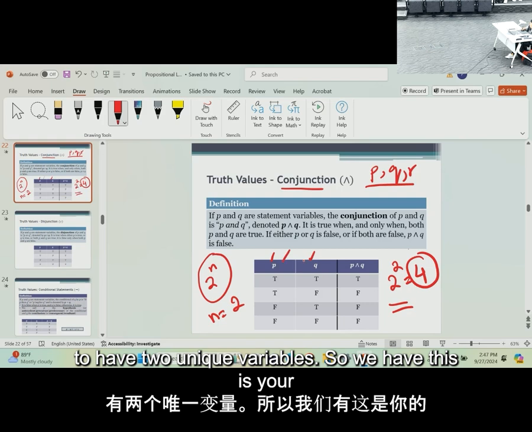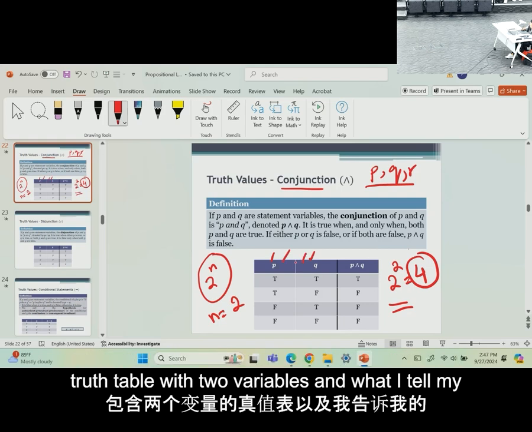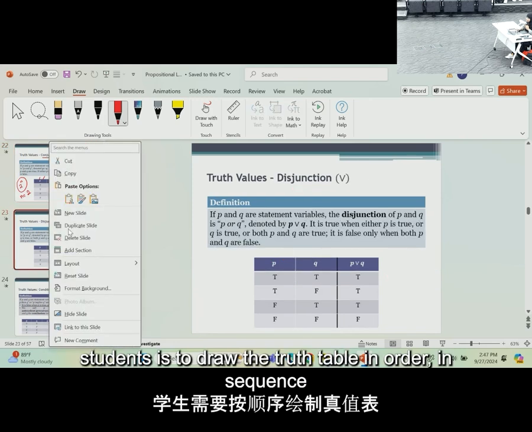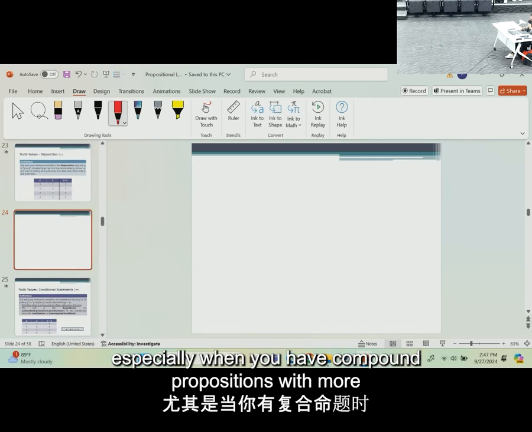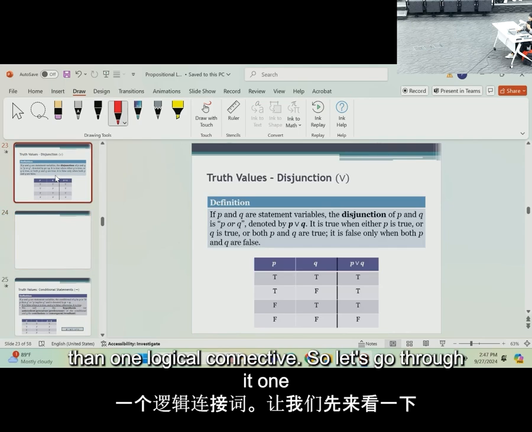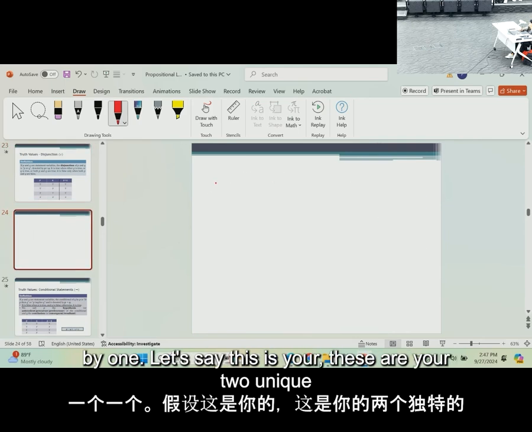So this is your truth table with 2 variables, and what I tell my students is to draw the truth table in order, in sequence, especially when you have compound propositions with more than one logical connective. So let's go through it one by one.